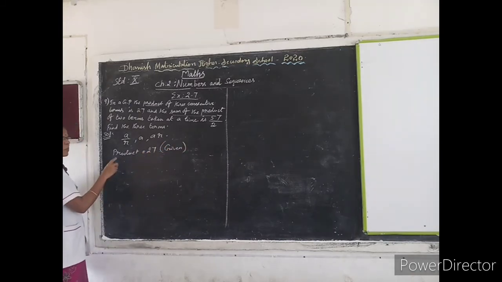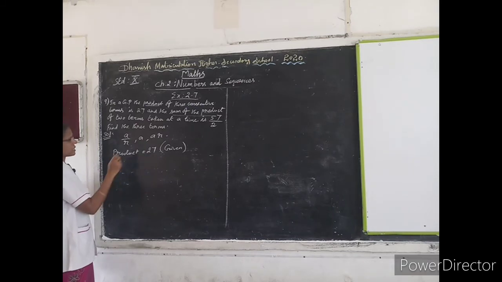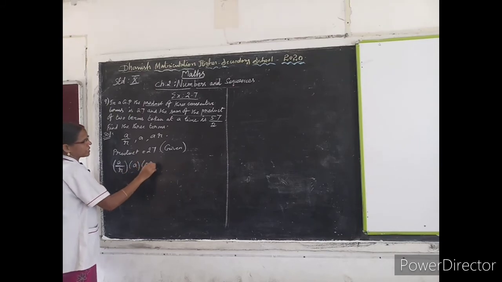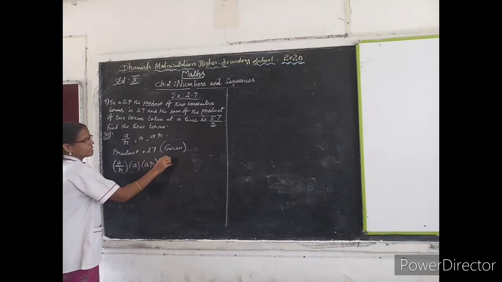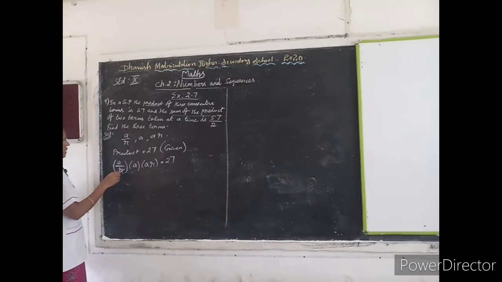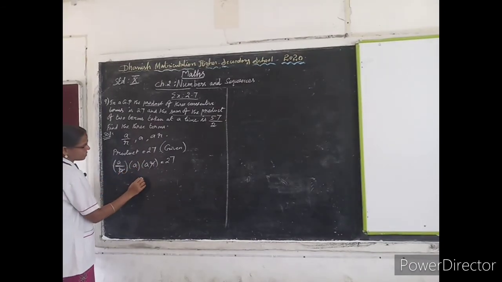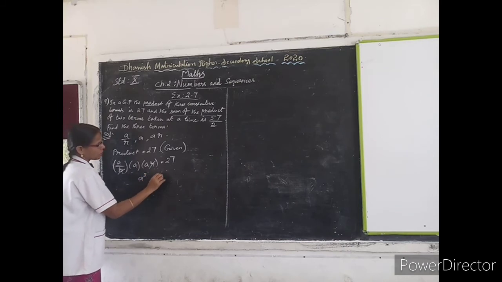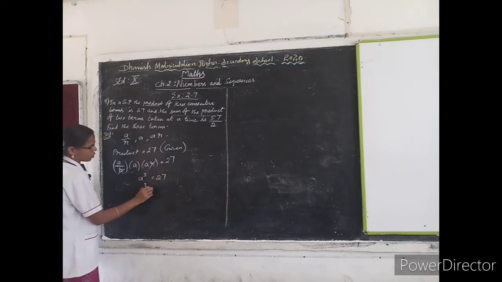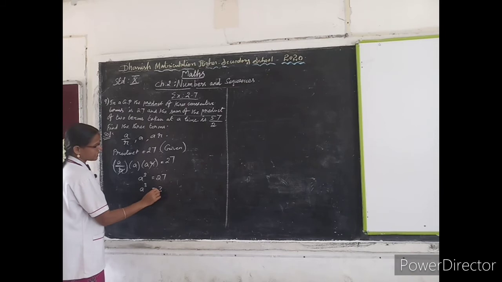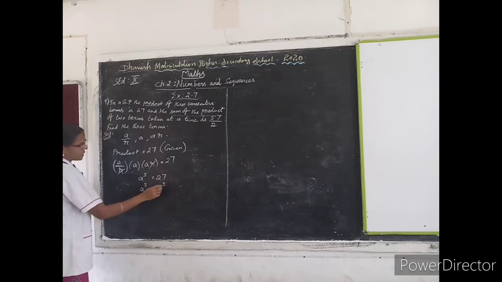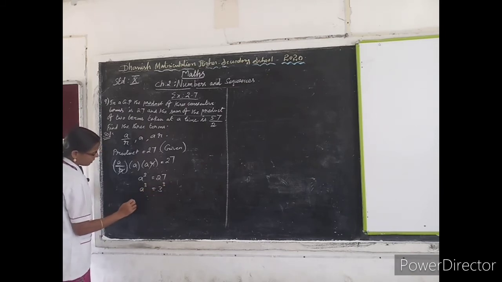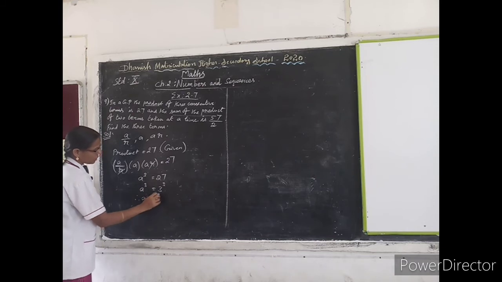By given data, the product of 3 terms is equal to 27. That is a/r into a into ar is equal to 27. Now r gets cancelled. a into a into a is a cube equal to 27. That is a cube equal to 27, which can be written as 3 cube. Now powers are equal, therefore bases are equal. Therefore a is equal to 3.